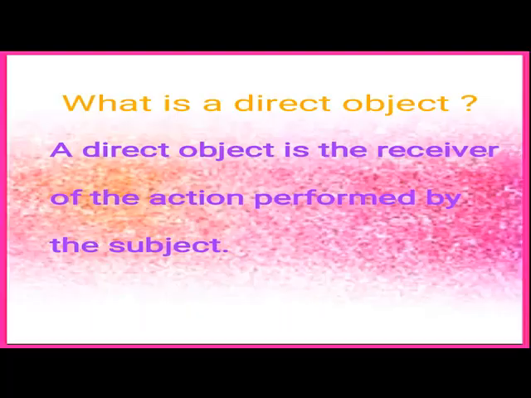You have to remember, the verb used with the direct object is always a transitive verb, means an action verb. A transitive verb shows the action of the subject which is performed on the object. There can be one or more than one objects in a sentence.